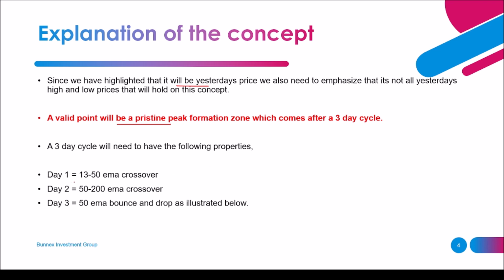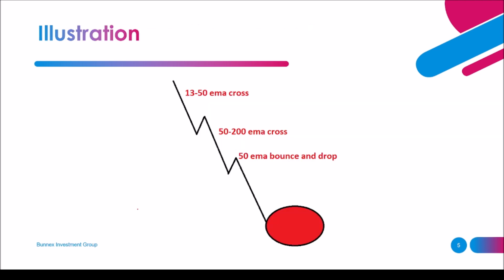So on day one, we need to see a 13/50 EMA crossover. It means you are going to need the EMAs 13, 50, and 200. Then day two, or flow, is either a drop or a rise. We need to see a 50/200 EMA cross, and then on day three we need to see a 50 EMA bounce and drop, as illustrated below. So this is what we mean. From the initial point on day one, we need to see a corresponding 13/50 EMA cross to the drop.